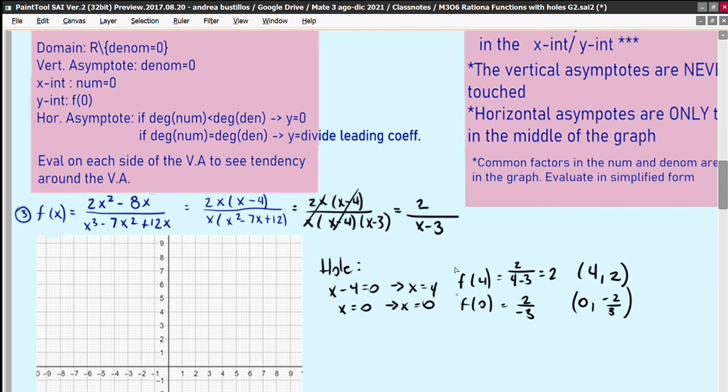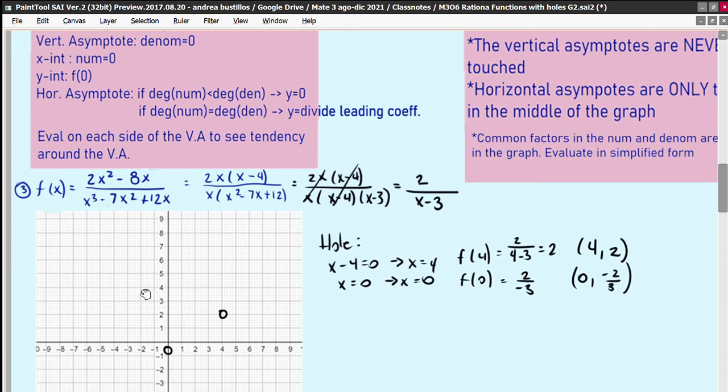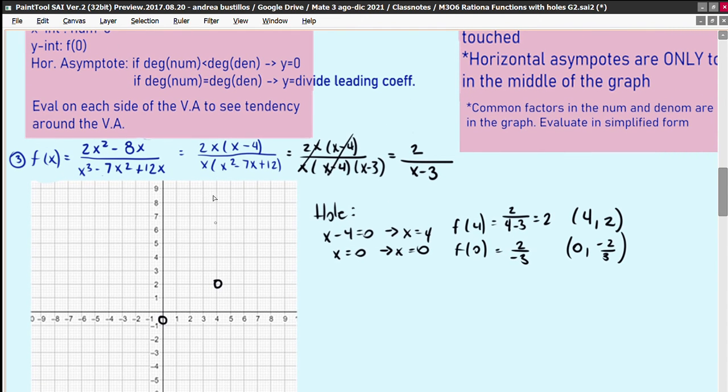I'm going to plot those holes. So at 4, 2, there's going to be a hole. And the other hole is at 0, minus 2/3. So around here. Now, also notice that this means that both 4 and 0 are not included in the domain, okay? Now, once we're done with holes, we're going to proceed as usual.